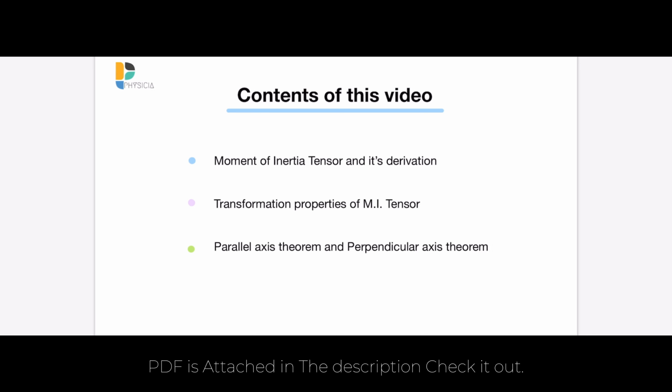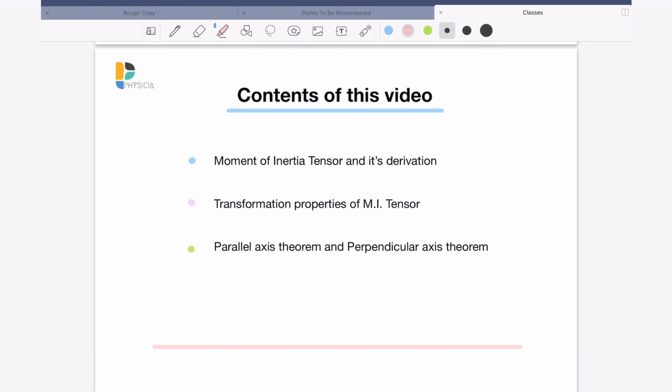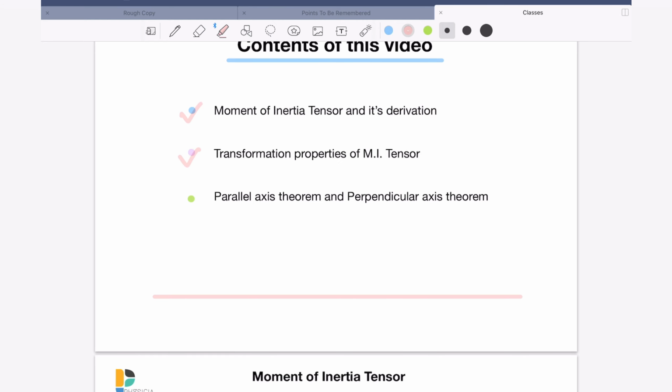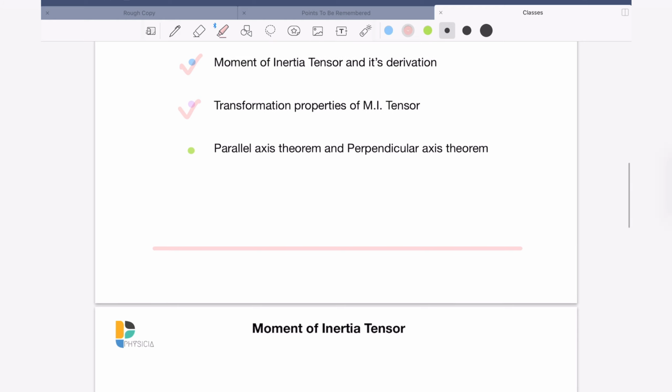This video might be a little longer, so bear with me. The contents of this video are as follows. First of all, we'll know what is the moment of inertia tensor. We know what moment of inertia is already, but here we'll study the moment of inertia tensor and its derivation also. After that, we'll see how it transforms for different frames of reference, and then we'll learn about the parallel axis theorem and the perpendicular axis theorem.